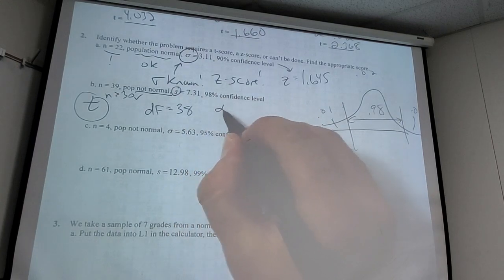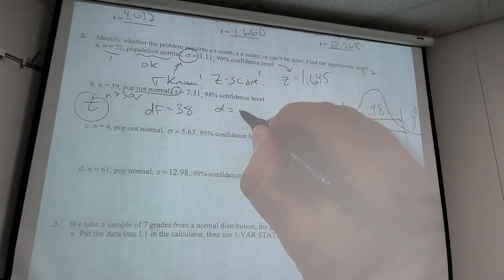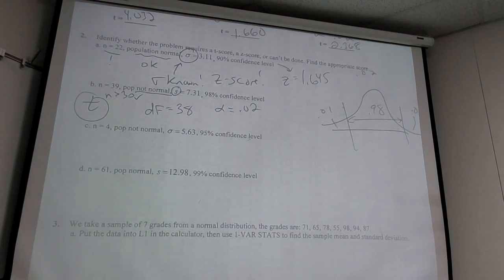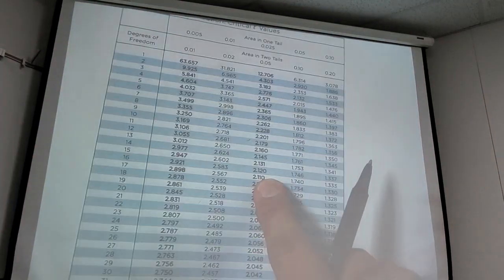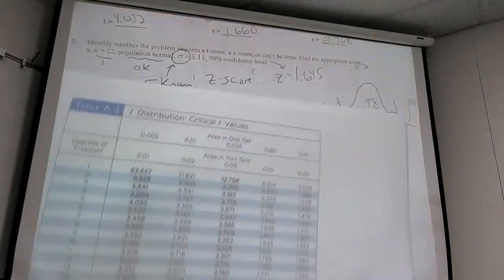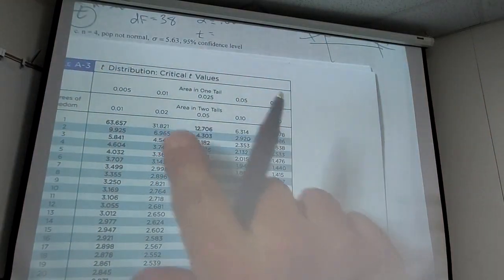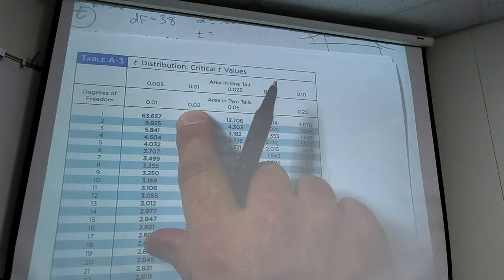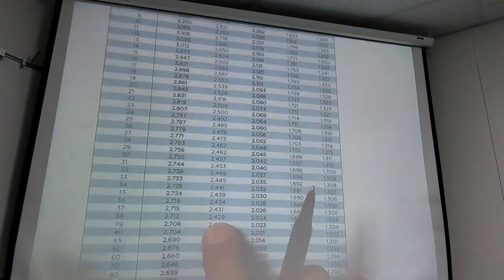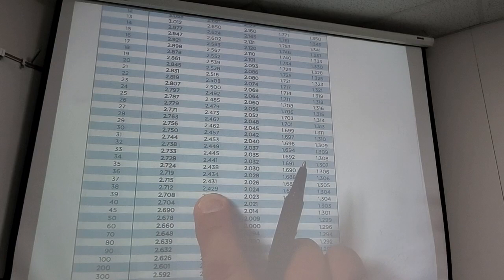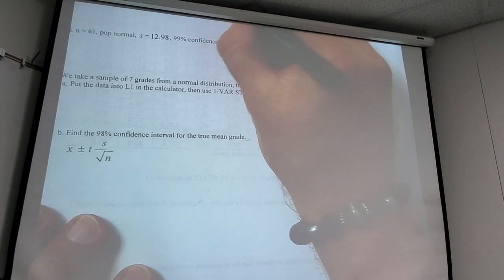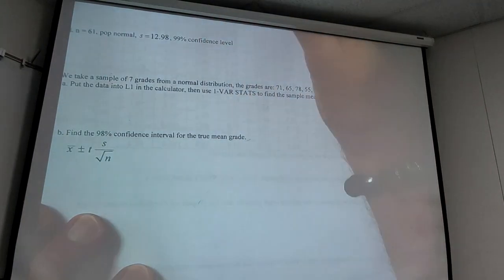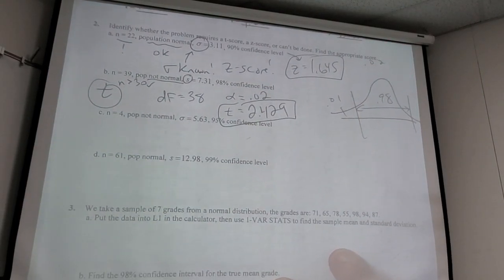Somebody else tell me what alpha is. 0.02. So now we know everything we need. When you use this chart, if you stop, you get a T-score. If you go all the way to the bottom, you get a Z-score. So alpha is 0.02, degrees of freedom is 38. So I get 2.429. Is that what you guys got? Yeah.